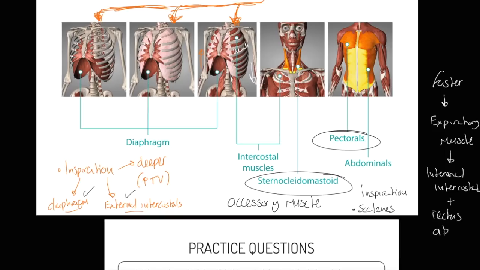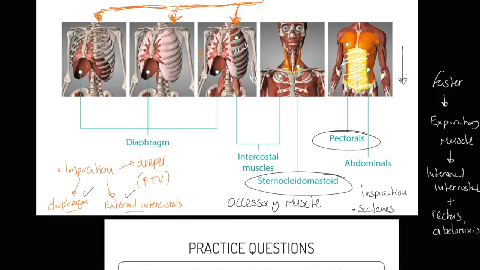So internal intercostals, and we also have the rectus abdominis. I always worry about my spelling of this word. This muscle here, which is actually covered in fascia within the image, when it contracts, it pulls everything downwards and inwards. And what that means is that expiration can get faster and stronger. So now we're breathing more deeply, but we're breathing fast and deeply.